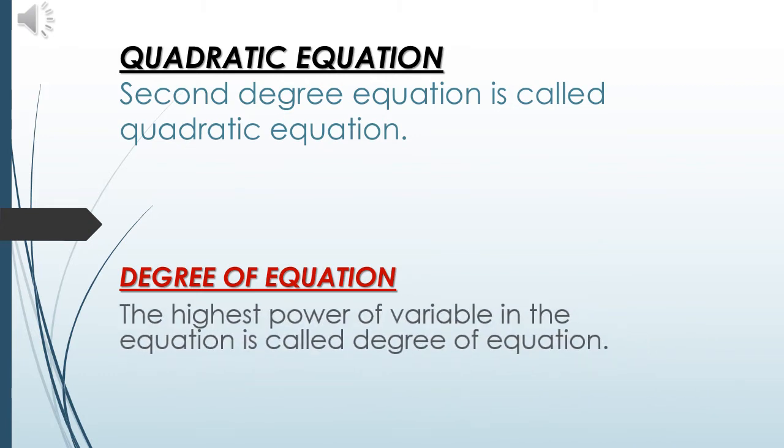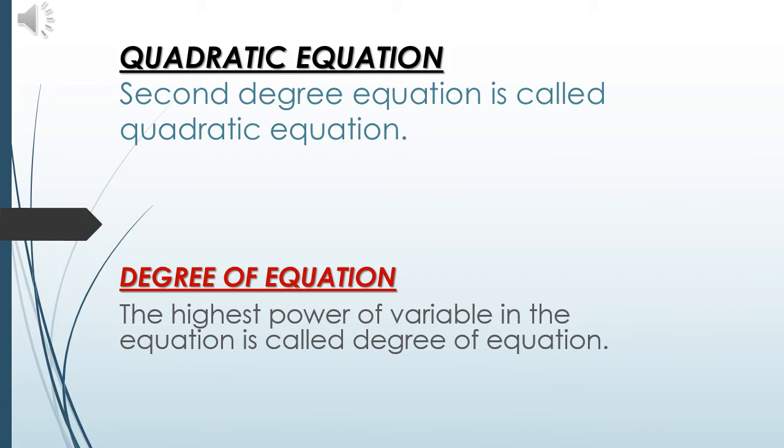Now, first of all, what is quadratic equation? Second degree equation is called quadratic equation. What does degree of equation mean? Degree of equation indicates the highest power of variable in the equation.